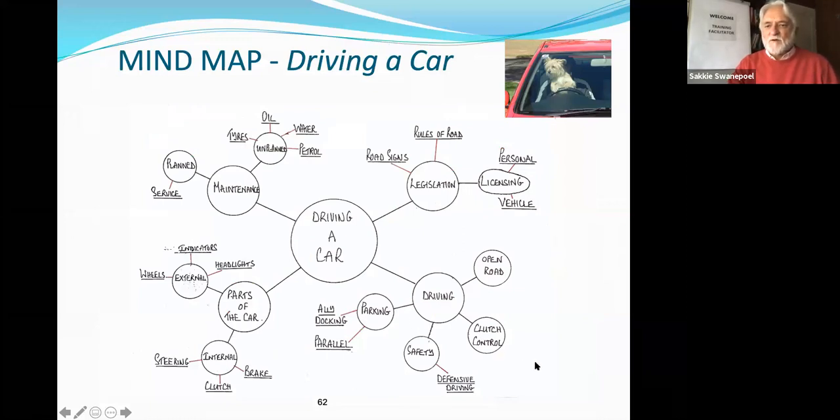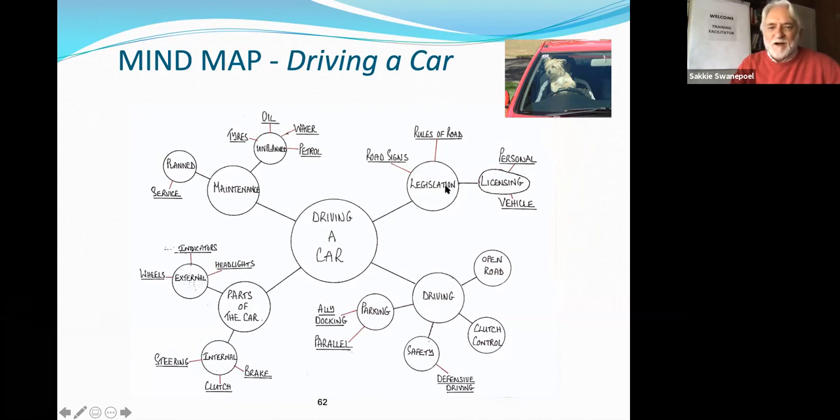So this is then our mind map for driving a car. We need to teach that student how to drive a car. Obviously, our main topic of our training program will be there in the middle. Then the main subsections would then be legislation, maintenance of the vehicle, parts of the car, and actually driving the car. So under legislation, we're going to have road signs, rules of the road, licensing, personal licensing, vehicle licensing.